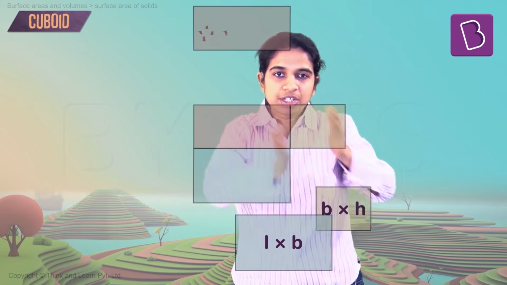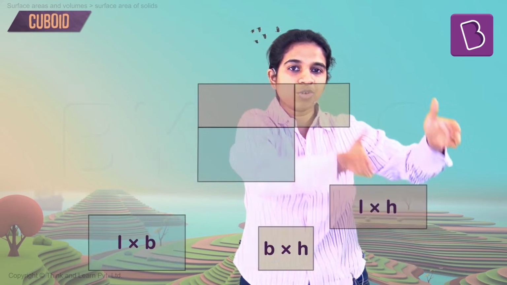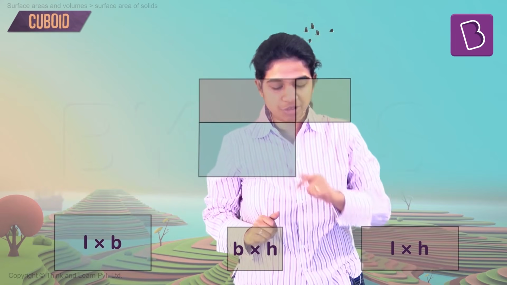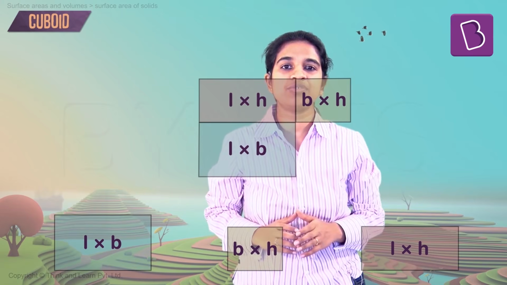If we now open the cuboid up, this is what we will have. What you see here is 6 rectangles. We can now, using these 6 rectangles, very easily determine what the area of the cuboid is going to be. This is L into B. This is B into H. This is L into H. Now similarly, you see there is one more of each of these types.